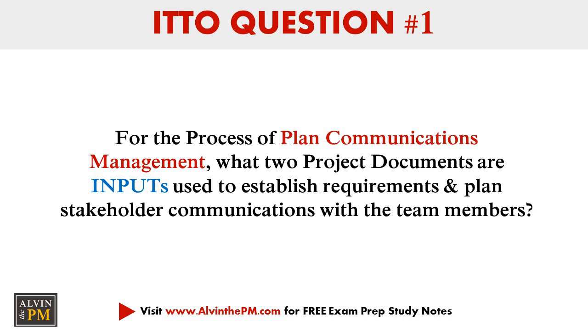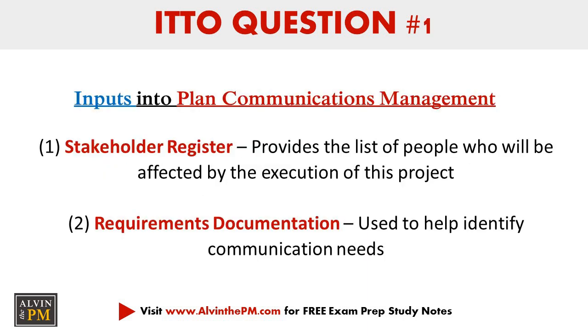The correct answers are the following. The two inputs into planned communications management are the stakeholder register, which provides a list of people who will be affected by the execution of this project, and the requirements documentation, which is used to help identify the communication needs of your stakeholders. On to question 2.